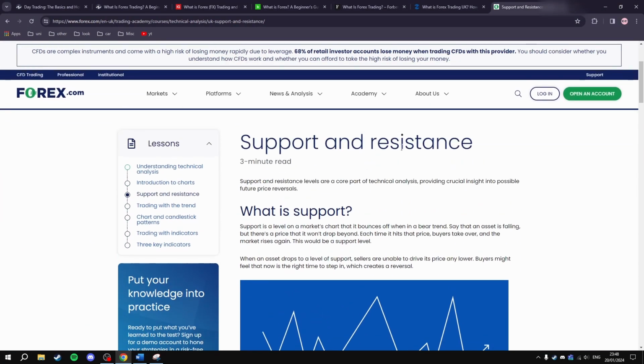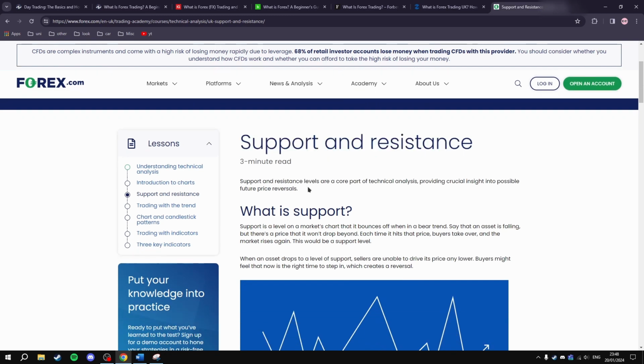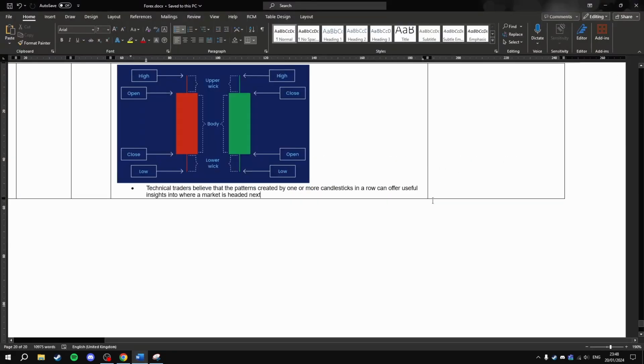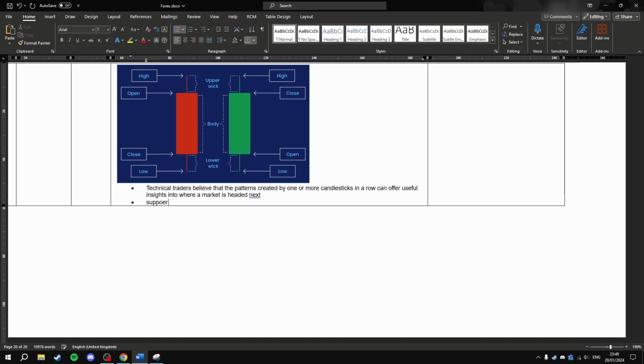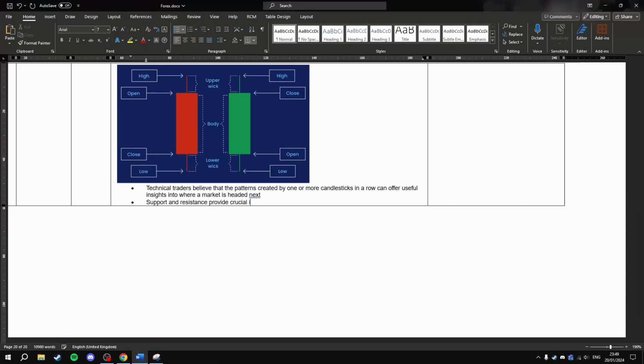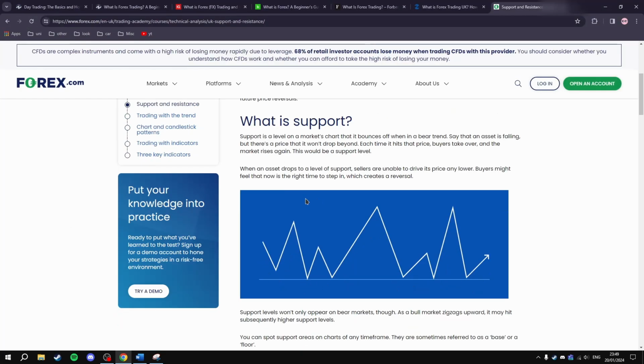Okay, support and resistance. This is where they explain the support and resistance stuff they've mentioned earlier. Support and resistance levels are a core part of technical analysis, providing crucial insights into possible future price reversals.